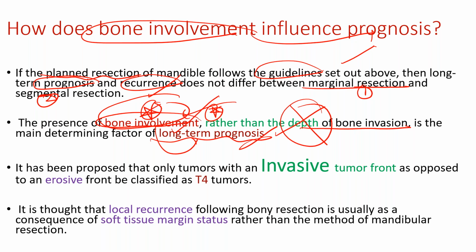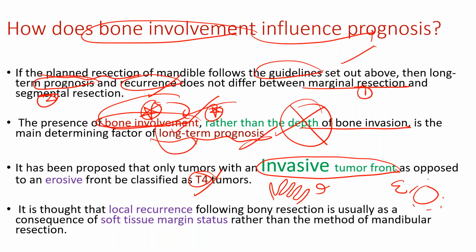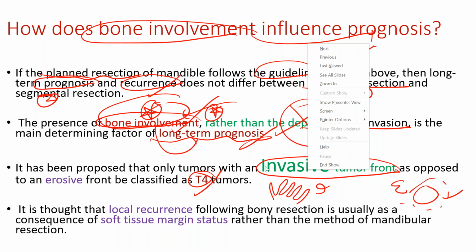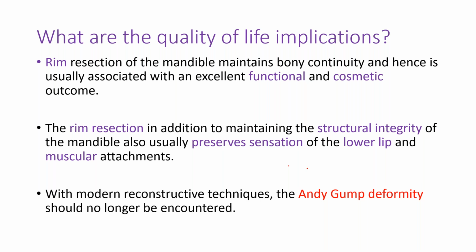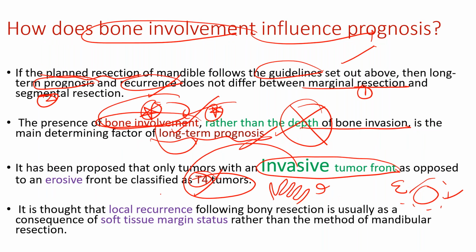Bone involvement is important. It has been proposed that only tumors with an invasive tumor front be classified as T4. There are two types of tumors, invasive and erosive. I told you invasive will have finger-like projections, and erosive will have connective tissue in and around. So an invasive tumor front, as opposed to an erosive front, is classified as T4, and these invasive fronts have more chance of becoming T4 tumors.